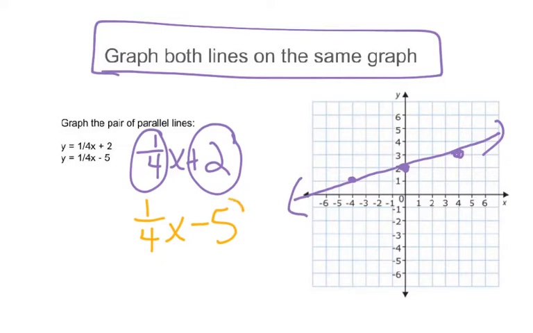How about for this line? This line I'm going to do in yellow, and it's going to go down here at -5. And again, same slope. Rise 1, run 4. I'm going to go the other direction, down 1 and to the left 4. I can draw my line through that, and you will see that these lines are never going to cross. They have the same slope. They're parallel.